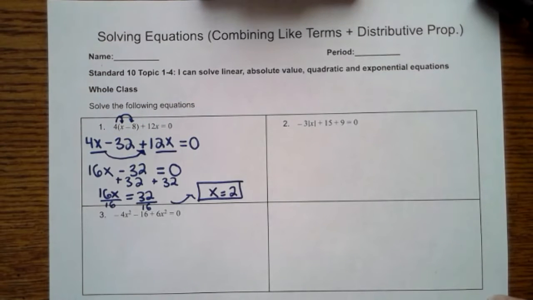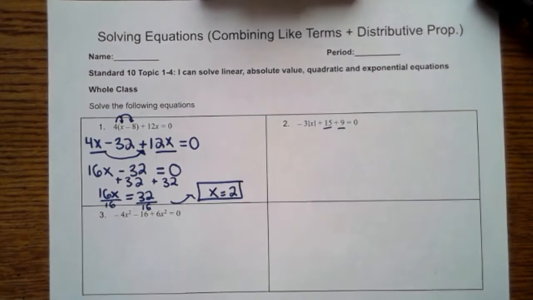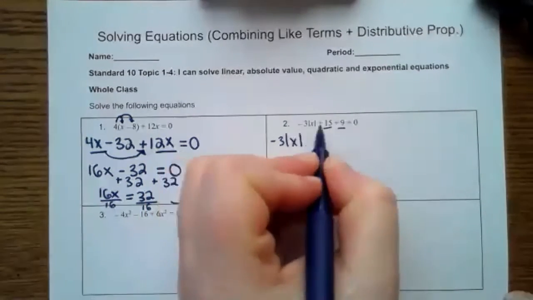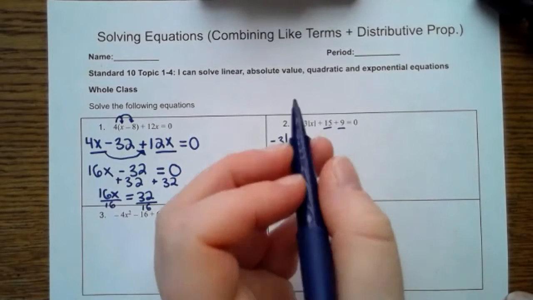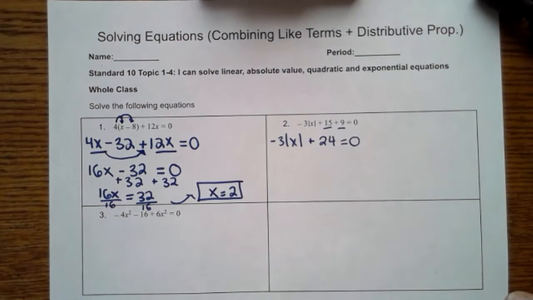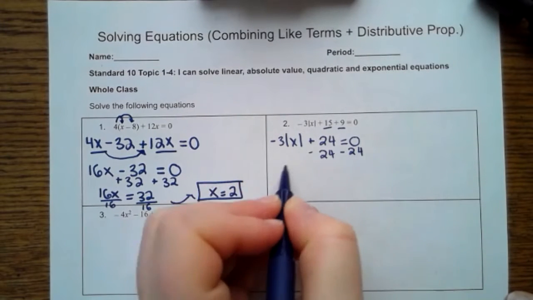Okay, let's look at number 2. The 15 and the 9, those are like terms because they're both constants. So when I combine them, it's 15 plus 9, which is positive 24. So now I want to get that x by itself, so I'm going to start working backwards and getting rid of things.